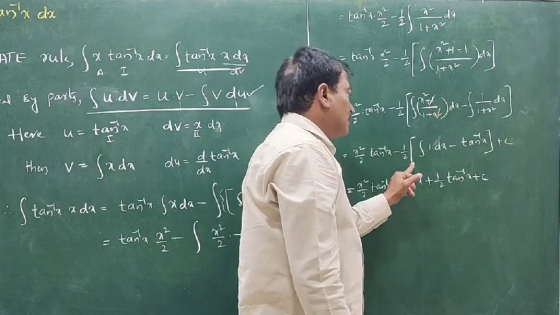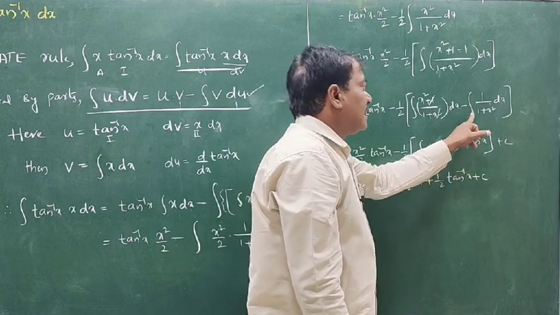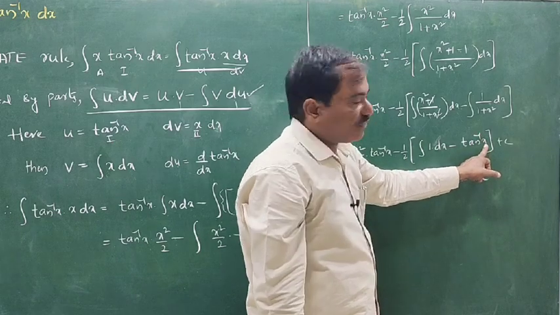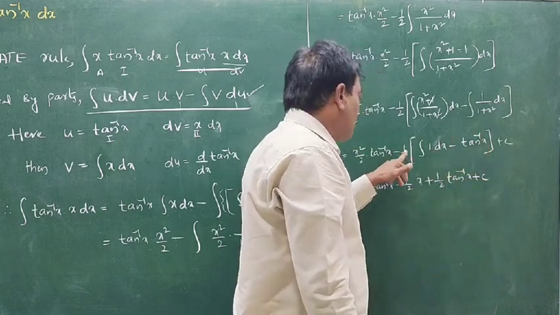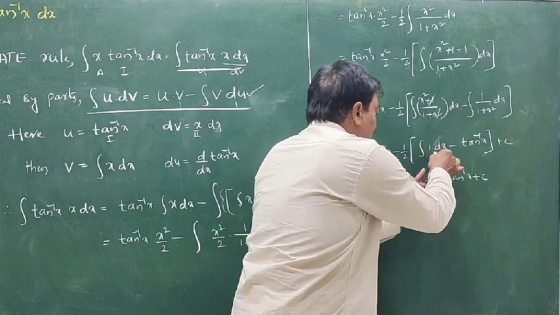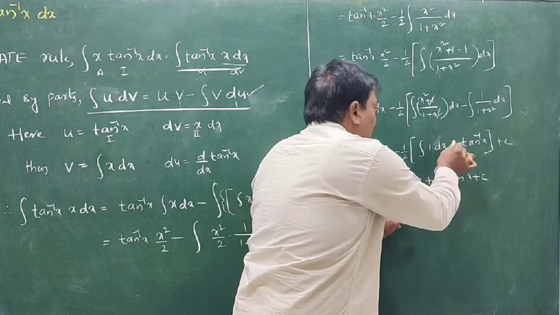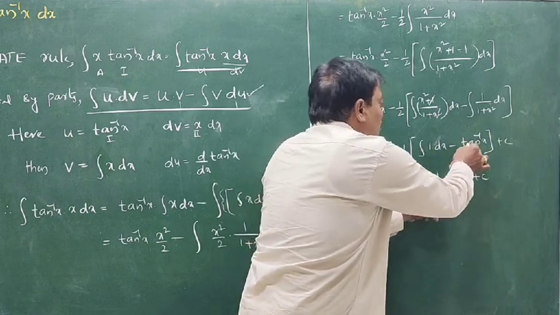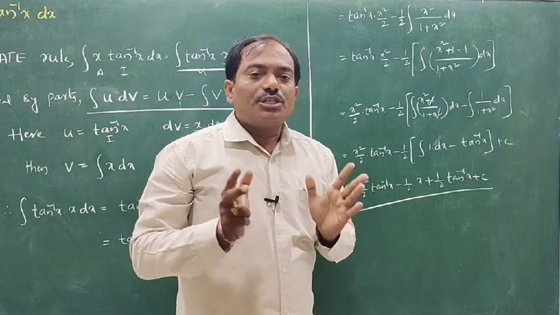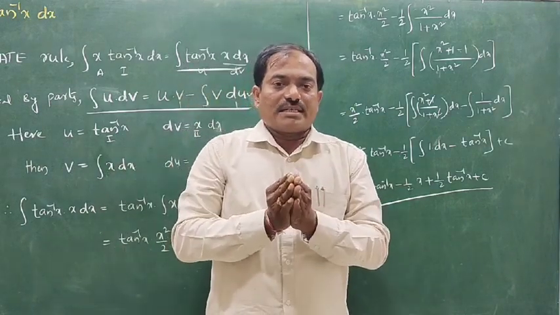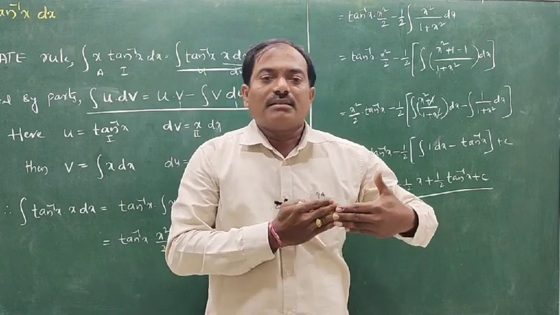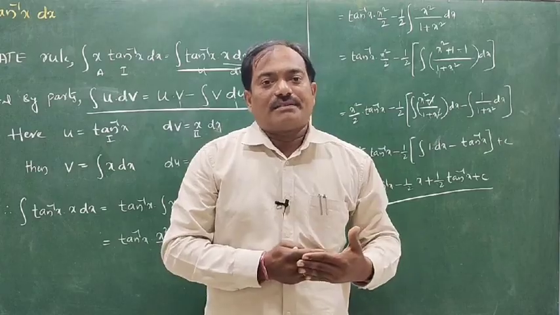Minus 1 by 2 integral of 1 dx minus the integration of 1 by 1 plus x square dx equals tan inverse of x, which is the direct formula, and the integral of 1 dx gives x. Multiplying by 1 by 2, we get minus 1 by 2 x plus 1 by 2 tan inverse of x plus c. Now this is the value of the given problem. So dear students, if any problem is given, first identify which one is the first function and which one is the second function, then integrate the given problem by integration by parts.